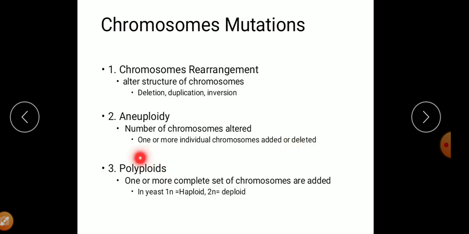The last one is polyploidy, where one or more complete sets, this is very important, complete sets of chromosomes are added. In case of yeast, when it is not mature, it is 1n, that is only one copy. When two copies are present, that is called diploid. Likewise, triploid with three copies, four copies, these are polyploid conditions.